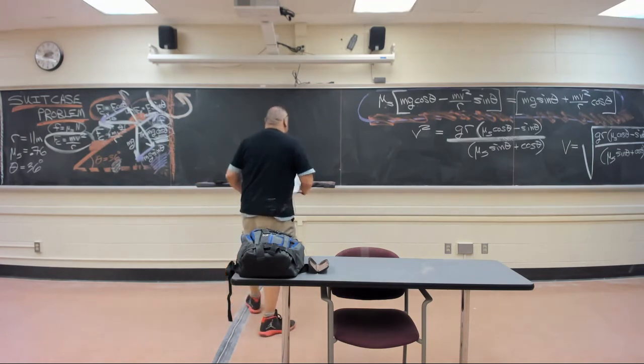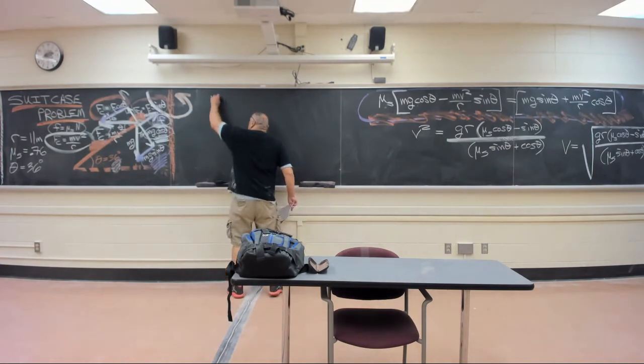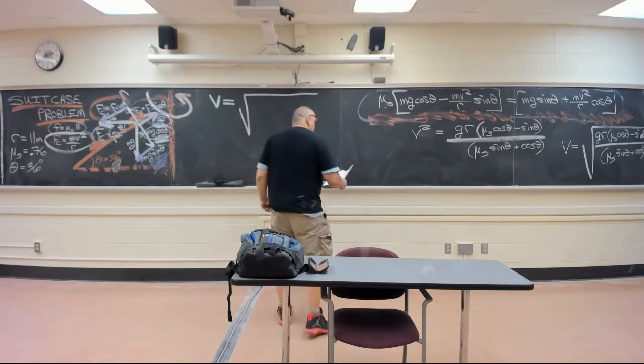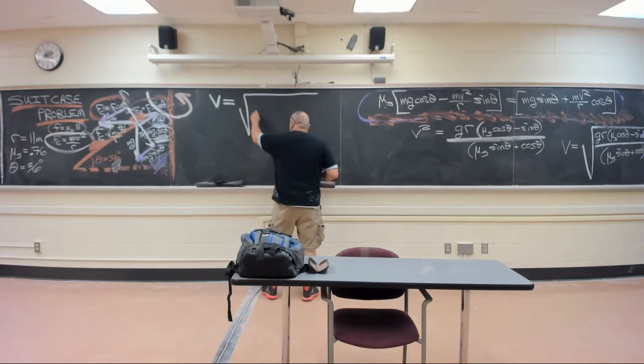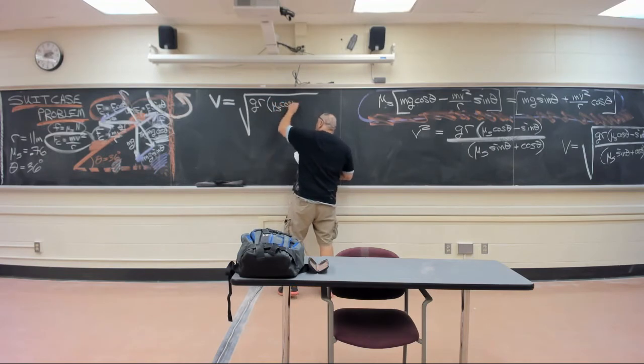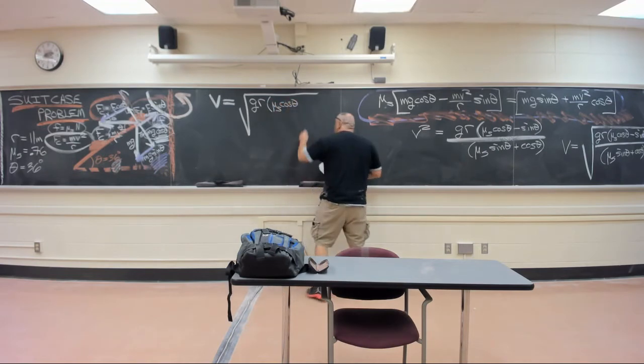So that was it, you guys. At the end of the day, there it is: gR times mu sub s cosine theta.